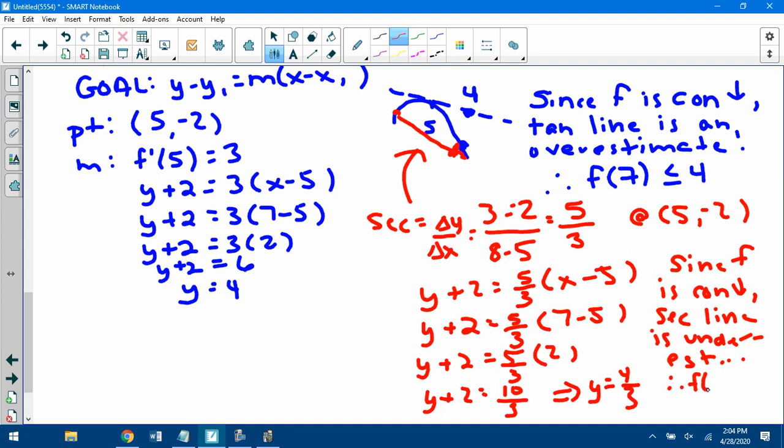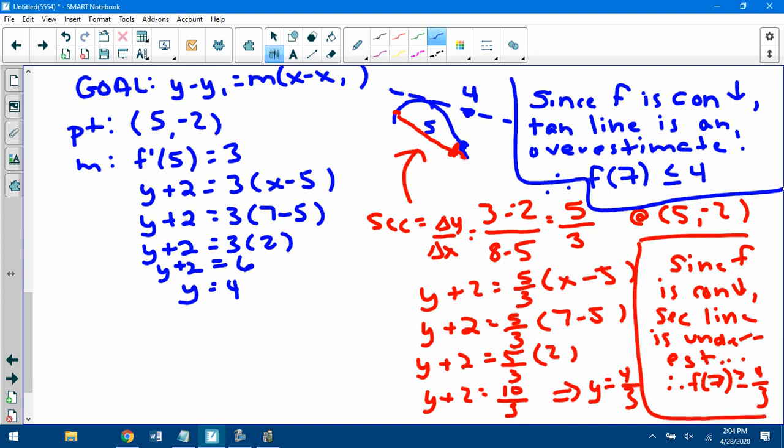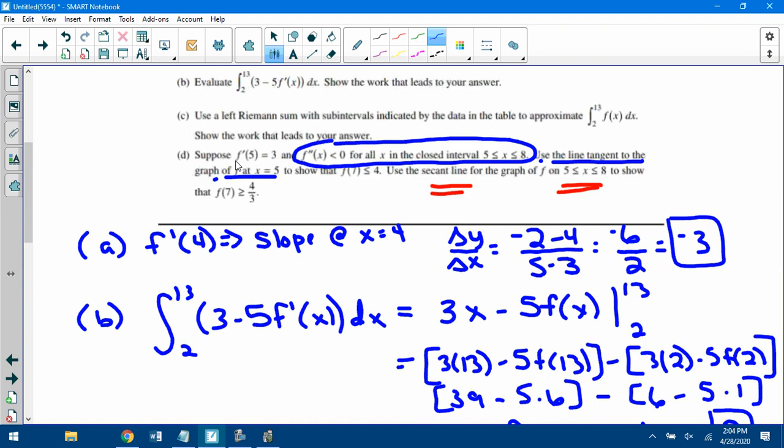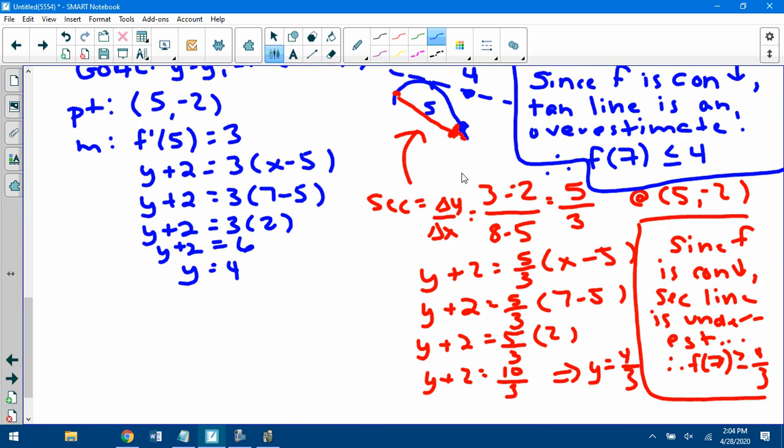Therefore, f of 7 must be greater than or equal to 4/3. Okay, so again, part D was a little bit weirder. You probably could get some points out of it. It might be hard to know how to do all of this analyzing, but we used all the pieces of information that they gave us to get that result.